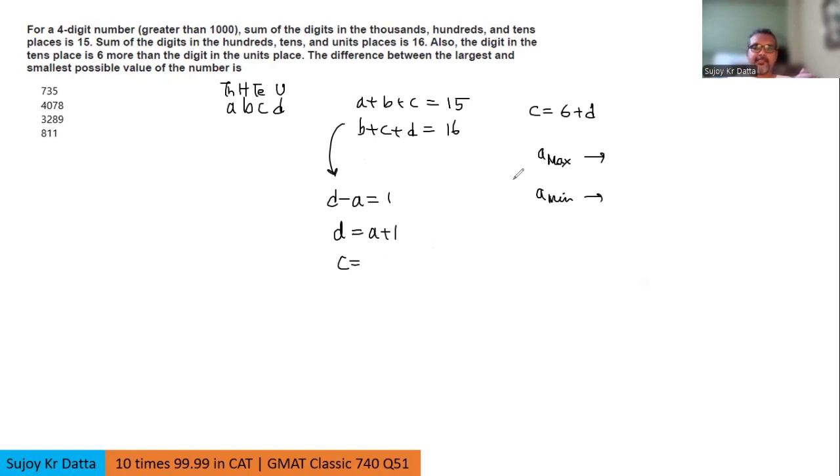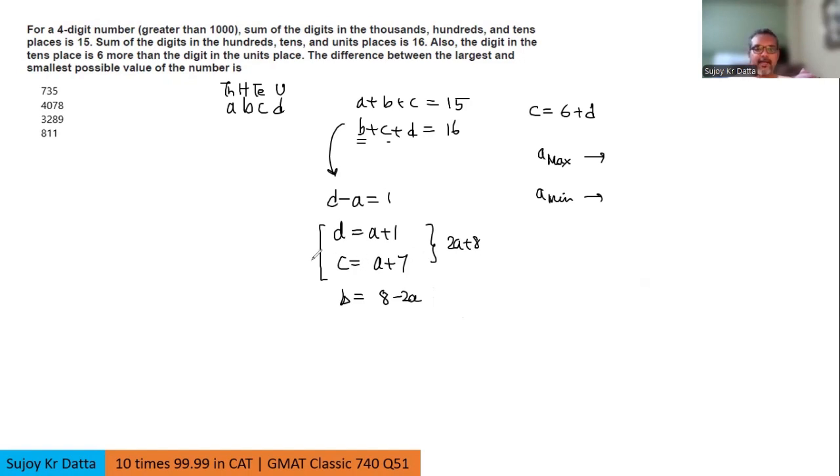C is 6 plus D. So that is A plus 1 plus 6. So A plus 7. So we have got C and D in terms of A. Now, if C and D are in terms of A, then we'll get B in terms of A. So B would be 16 minus the sum. So the sum is 2A plus 8. So 16 minus this. So B will be 8 minus 2A. And finally, A is there by itself, right? A is A. So now, in terms of A, we have got everything.